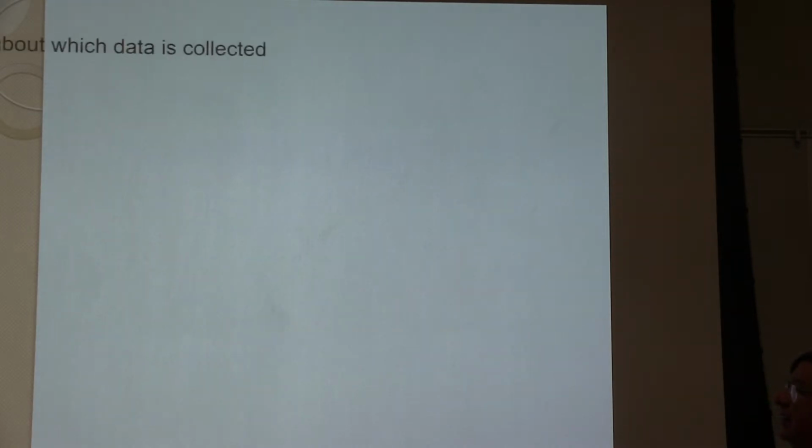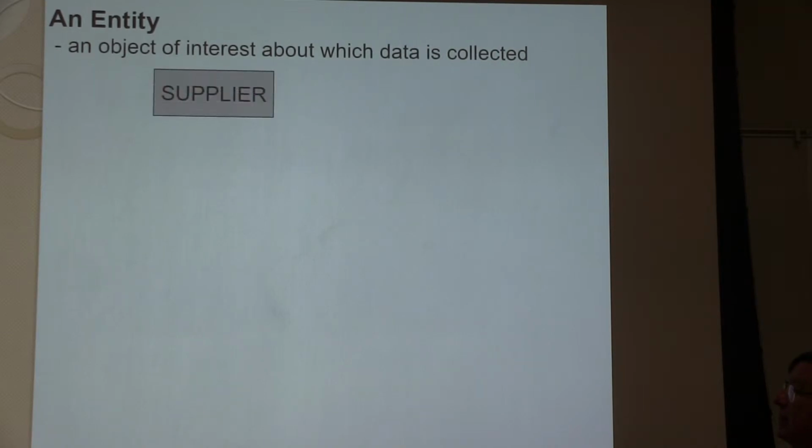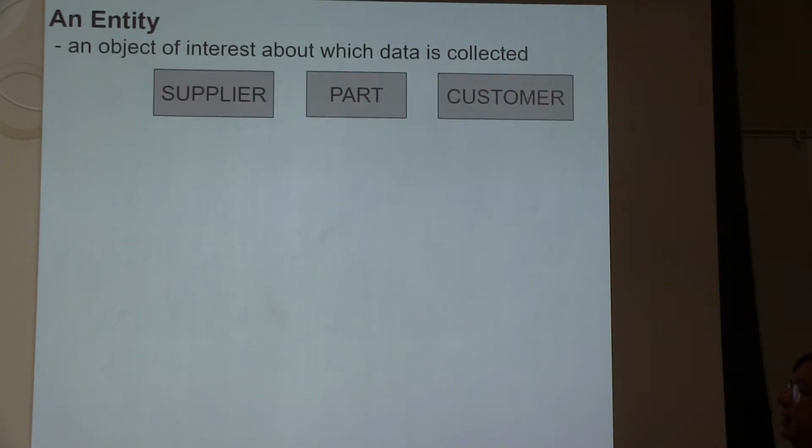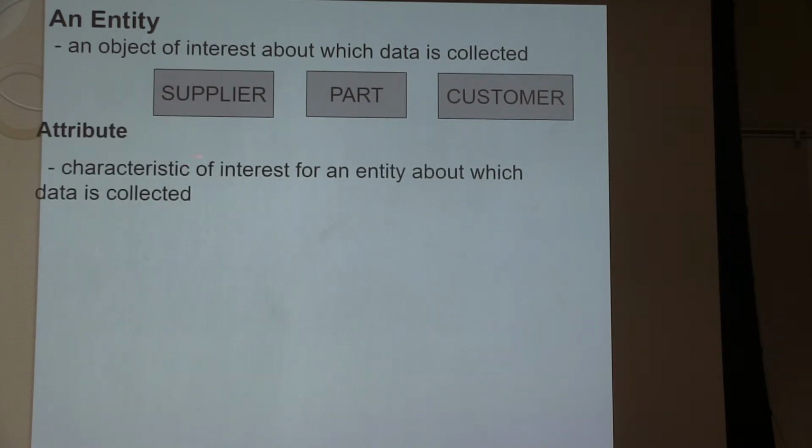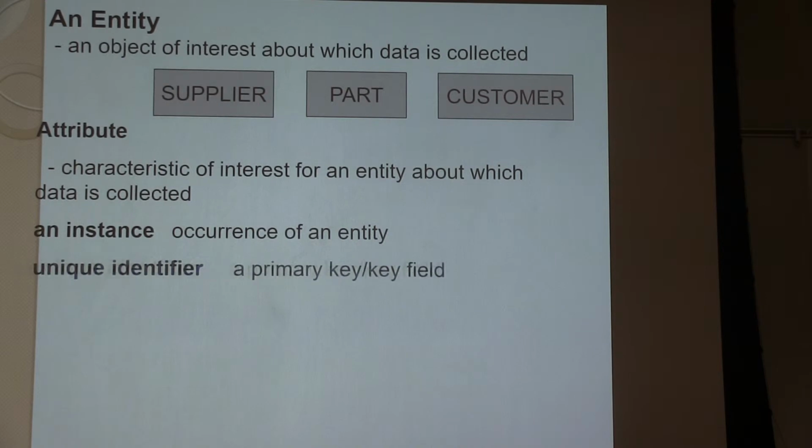All right. Just quickly, graphically describing this, right? An entity, right? We're talking about suppliers or parts or customers, right? This is stuff we want to collect data about. Attributes, characteristics of interest about which data is collected. Name, what have you. Instance, which would be an occurrence, right? And a unique identifier, which is your primary key.